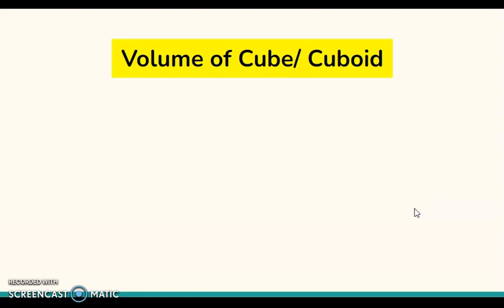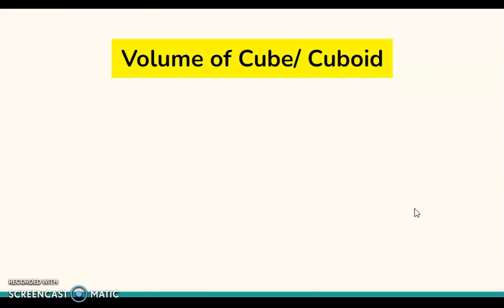The volume of a cuboid is the quantity that is used to measure the space in a cuboid. In this lesson, we'll learn to find the volume of a cuboid and how to use the formula of volume of a cuboid to find the unknown length.